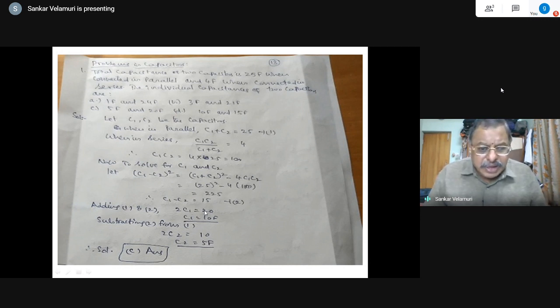Here it is 2C1 is 40. There is an error here. Now I cannot correct it because it is an image that has been dumped into the PPT. Sorry for the error. So C is the right answer.